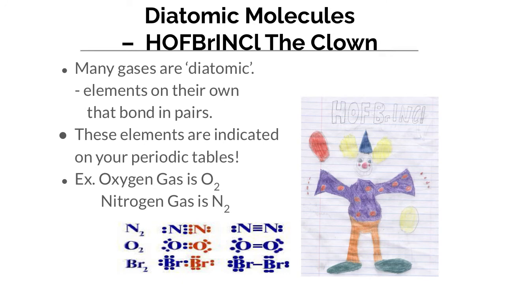For instance, oxygen gas is always written as O2. Nitrogen gas is always written as N2. And you can see here that this would apply for bromine, but it would also apply for fluorine, iodine, and chlorine.